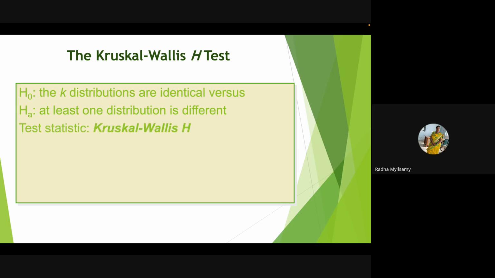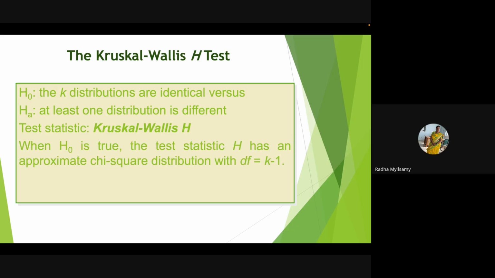Here are the common null and alternative hypotheses for the Kruskal-Wallis test. In the null hypothesis, we take that the k distributions are identical, versus the alternative that at least one distribution is different. That means if there are, for example, three different samples available, all the samples have the same rank or same value. In that case, we have the null hypothesis. In the alternative hypothesis, any one may vary. That is our alternative hypothesis.